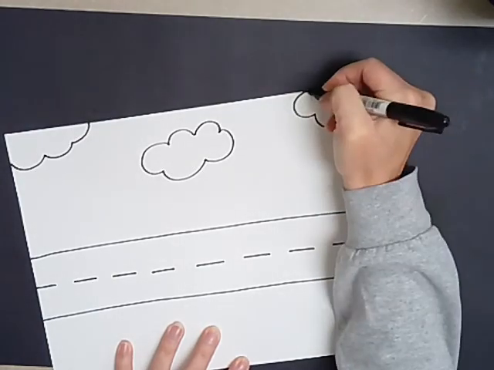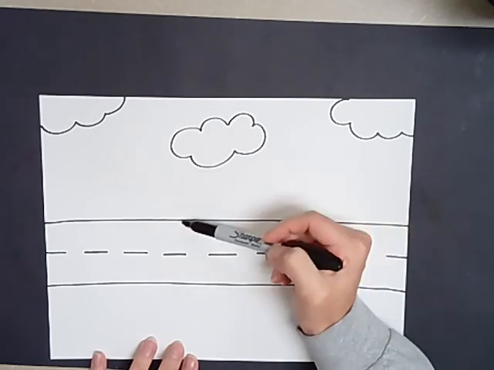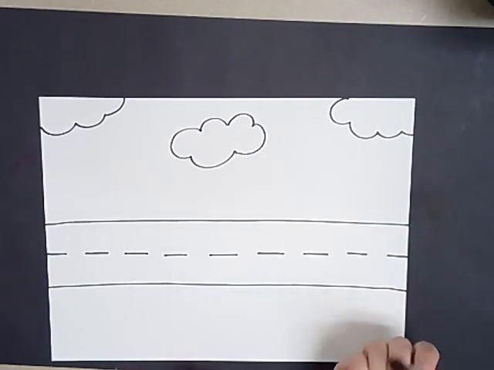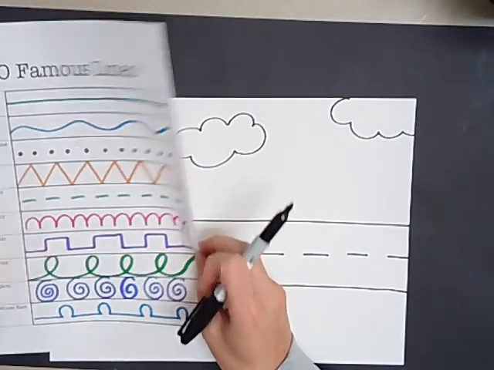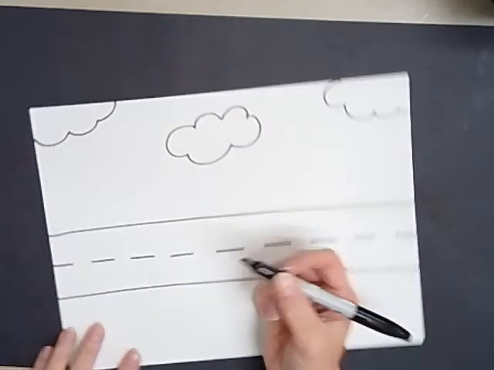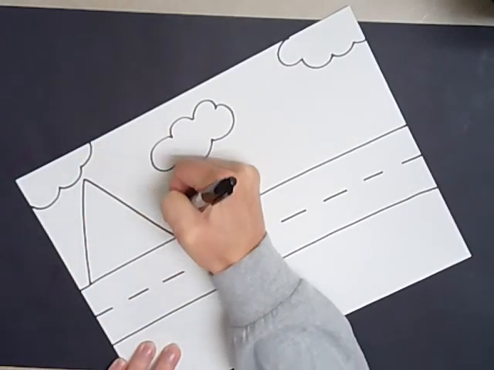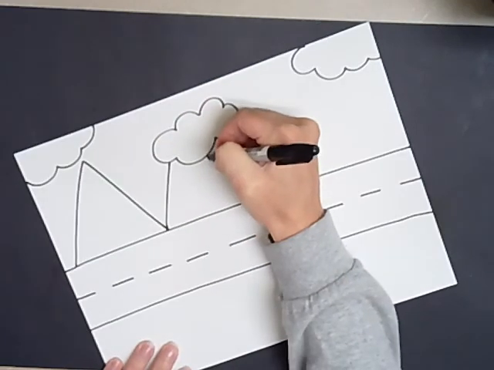So I've already used 3 lines, right? I've used a bumpy line, I've used a straight line, and I've used a dashed line. The next one I'm going to do is a zigzag, because I want to put some mountains in my background. So I'm just going to go up and down. Now you might not see the top of this mountain because it might be covered up by the cloud.